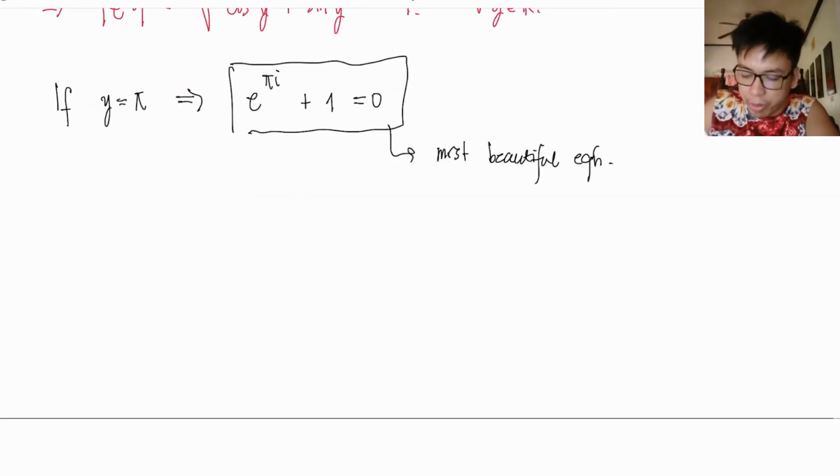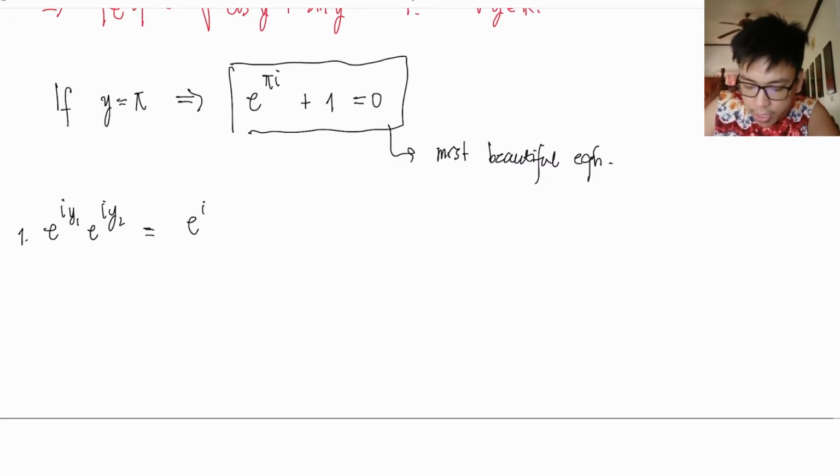The properties that are also preserved in the complex case include that if you take e to the i y sub 1 times e to the i y sub 2, that is the same as e to the i times (y sub 1 plus y sub 2).